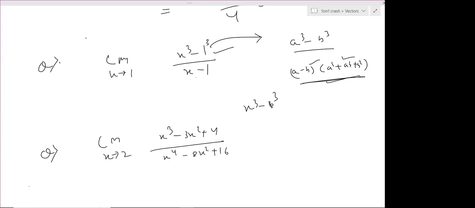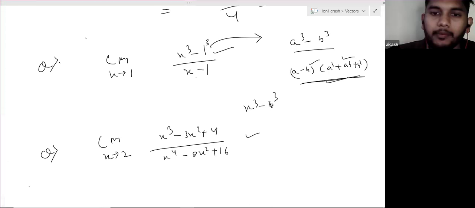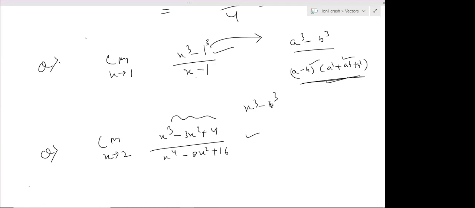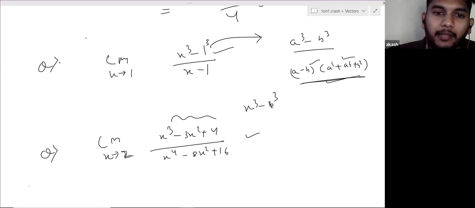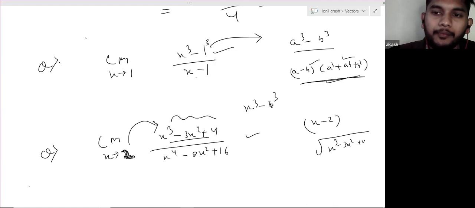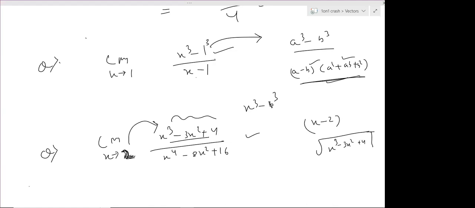The answer is 3. Absolutely correct. Try to solve this one. How to do this one? Do you know how to factorize a cubic equation? Take x outside. Right. This is x tending to 2. So if you put 2, this is becoming 0, so we can say x minus 2 is a factor. Then you have to do long division, right?